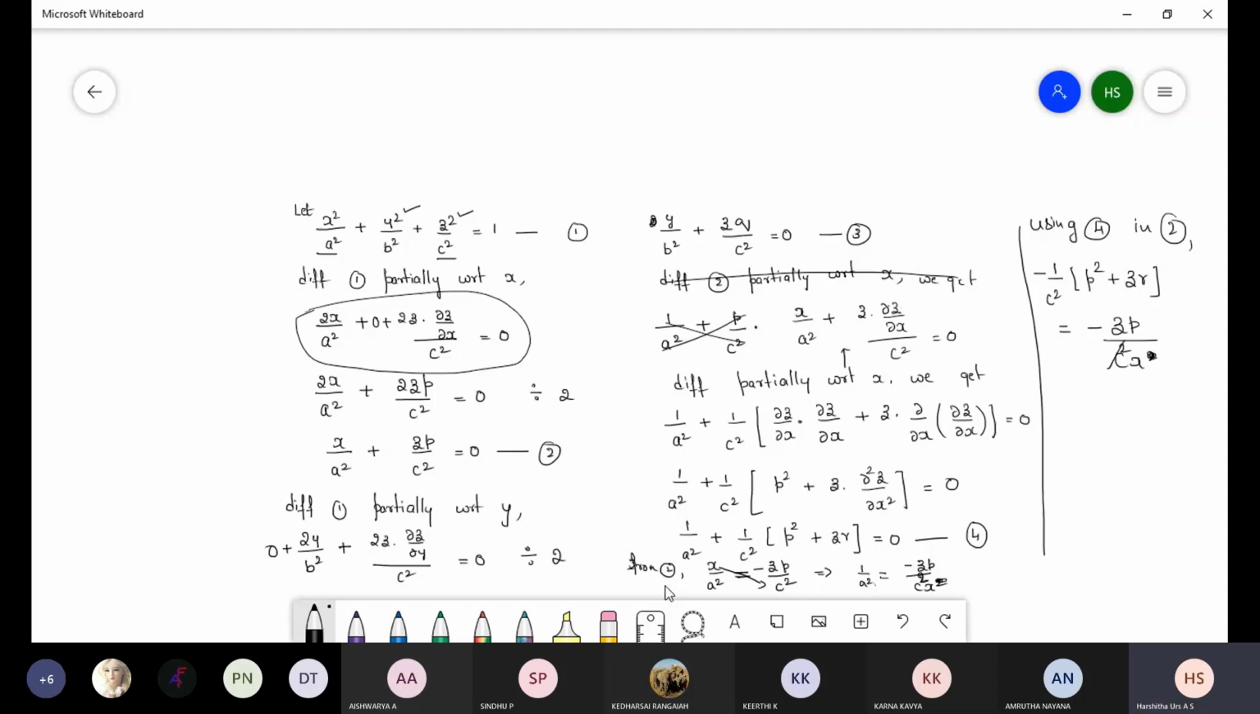So c square will get cancelled, minus minus will get cancelled, remaining will be zp is equal to p square. zp by x I will write, is equal to p square plus zr. So zp is equal to x into p square plus zr. They ask the equation in the form of partial differential equation. So we just mention what is our z, what is our p and r.